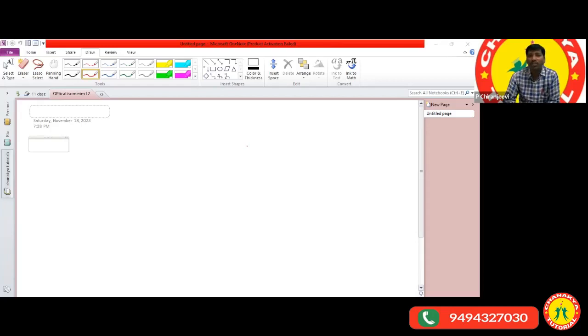What is meant by enantiomers here? Non-superimposable mirror images are called enantiomers. And what is meant by diastereomers? Diastereomers are nothing but superimposable mirror images, called diastereomers. So what is meant by diastereomers here? Diastereomers are nothing but superimposable mirror images.